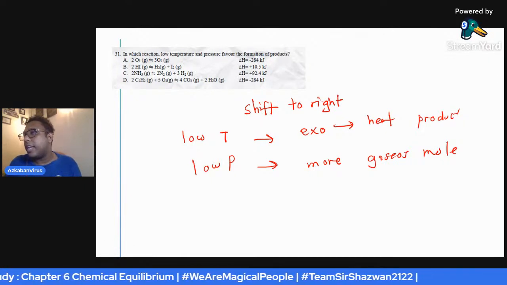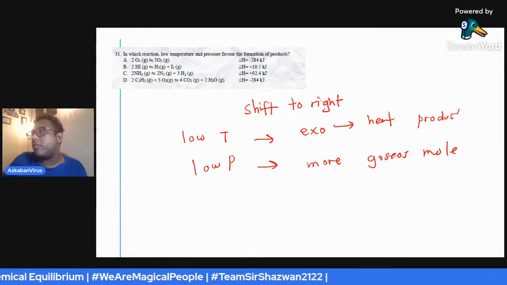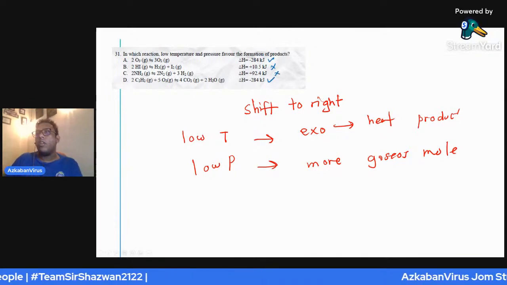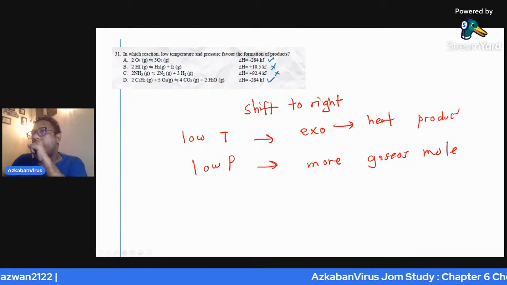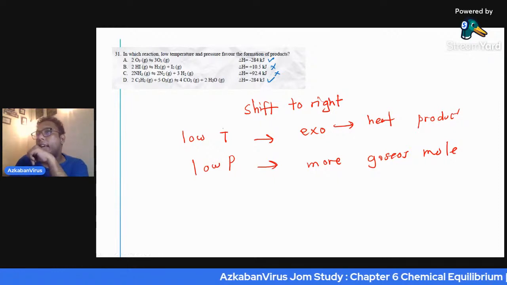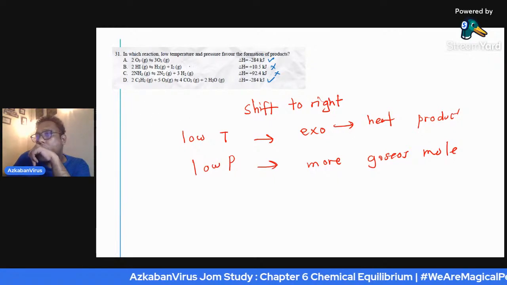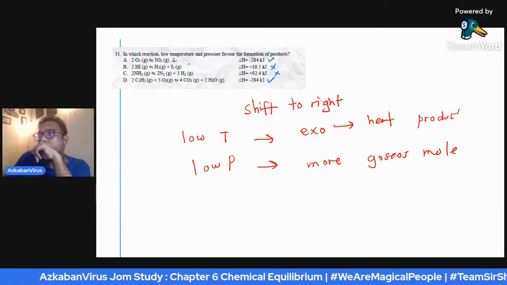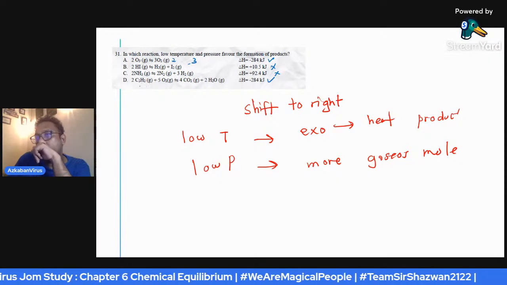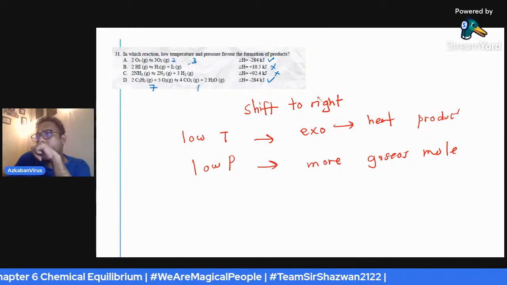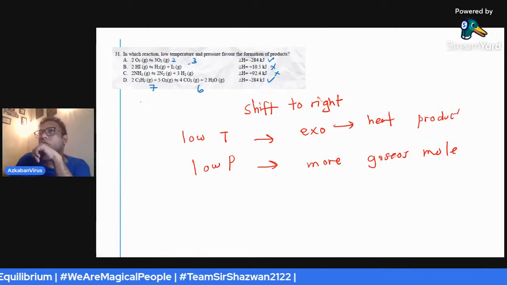Yang pertama kita tengok cari yang exothermic dulu. So, yang exothermic sama ada 1 ataupun 4. So, 2 dan 3 out. Yang berikutnya kita nak lebih banyak mole of gases kan. So, ini 2, ini ada 3, ini ada 7, ini ada 6. So dia nak more on product. So jawapan dia adalah A.